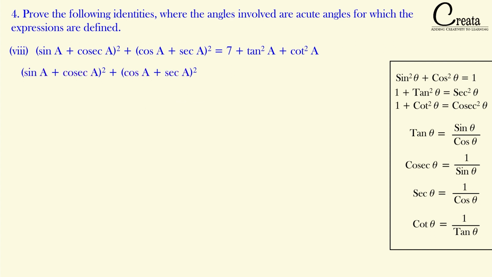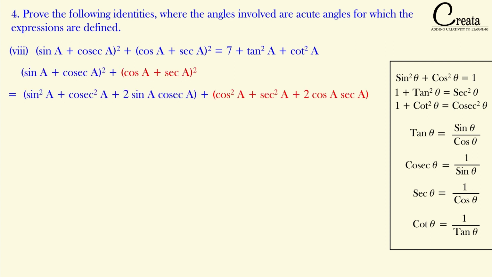So let's open the square term. Here the (a + b) whole square formula will be applicable, which is a square plus b square plus 2ab. So it will be sin square A plus cosec square A plus 2 times sin A into cosec A. And also let's apply the square formula in the second term. We got cos square A plus sec square A plus 2 times cos A into sec A.